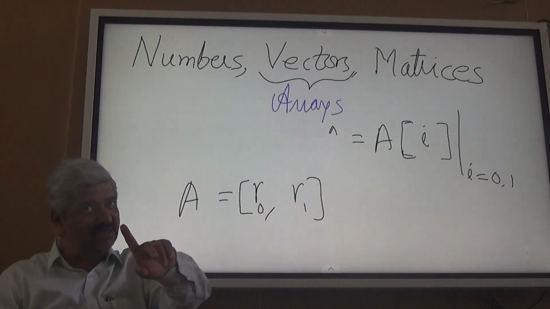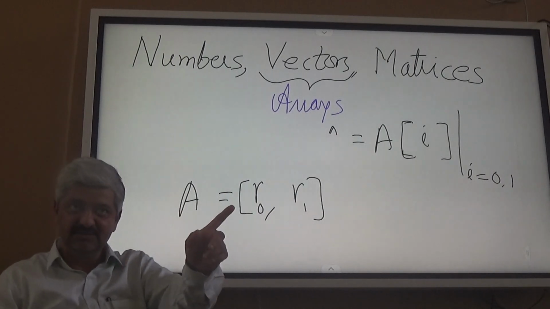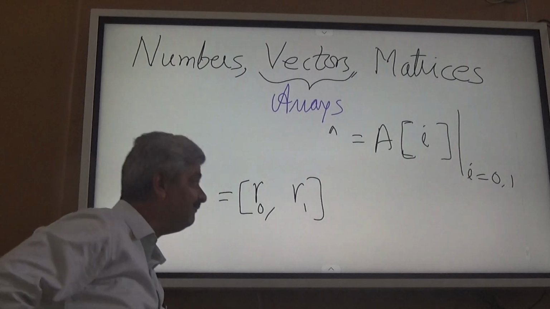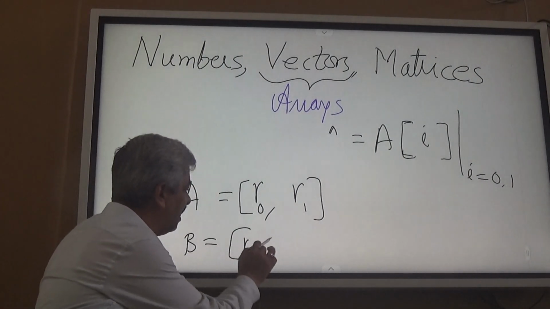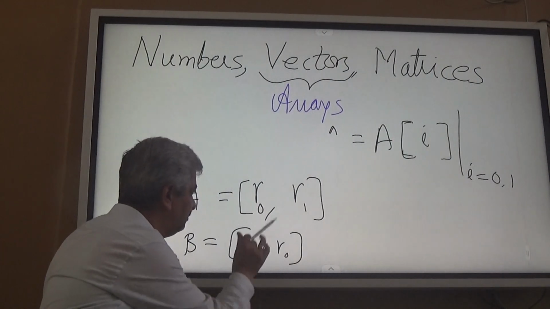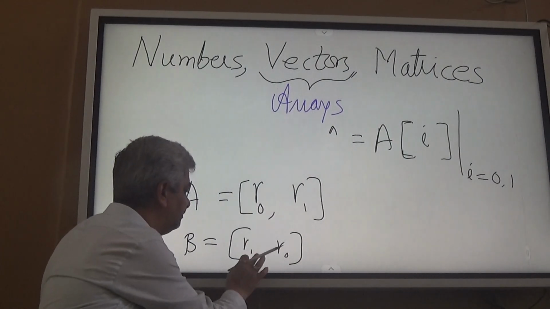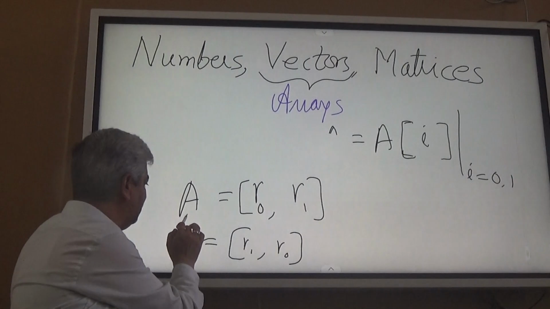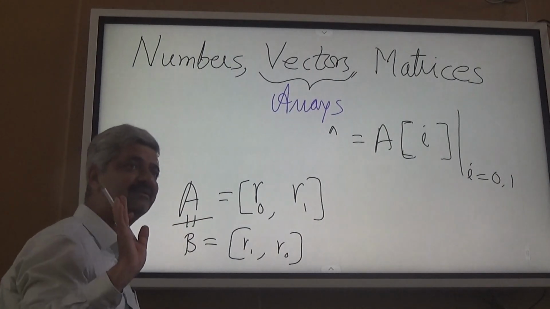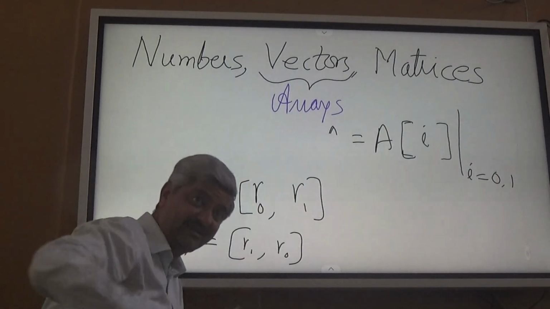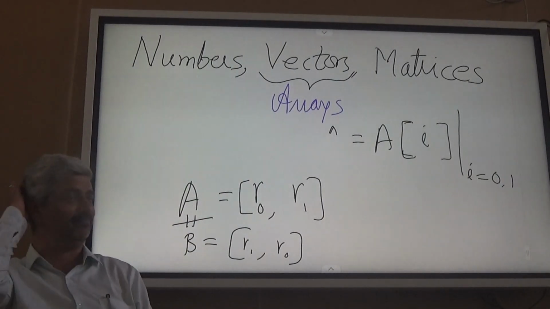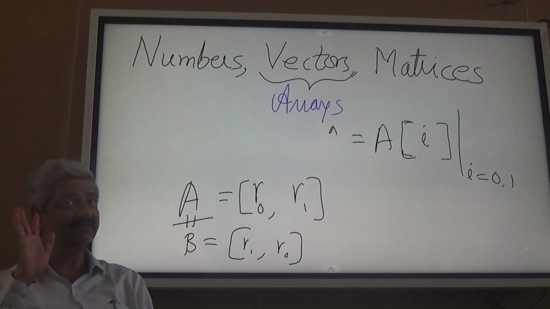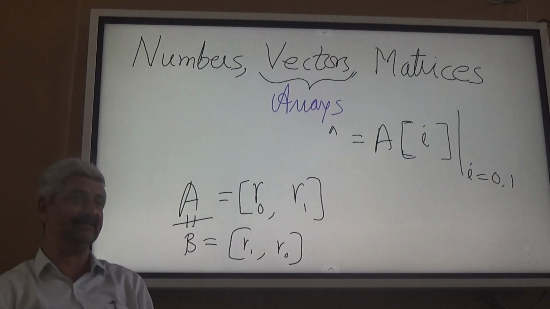A is an array which is a pair of 2 numbers. R0 is one real number, R1 is another real number. But if I have B, which is R1, R0, then A is not equal to B. So it is an ordered pair. It is an ordered pair. What is important? It is an ordered pair. Is it right? So this is an array we see.